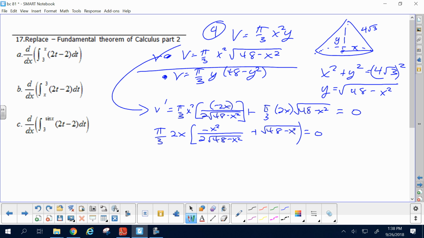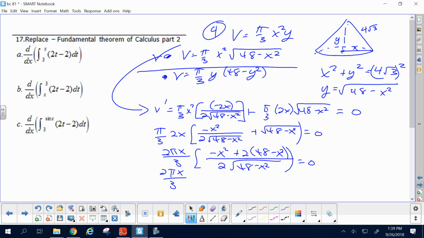Cool? Common denominator is 2 root 48 minus x squared, and this becomes negative x squared plus 2 times 48 minus x squared. Therefore, 2 pi x over 3 times, what do we got there? Negative 3x squared plus 96 over 2 root 48 minus x squared. Do you agree with that?